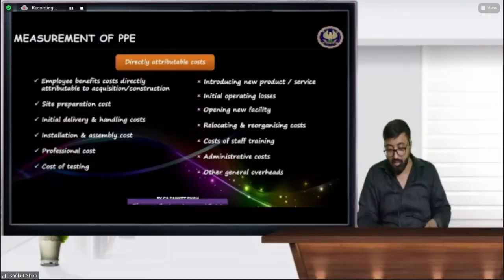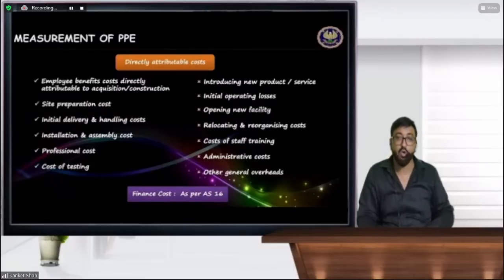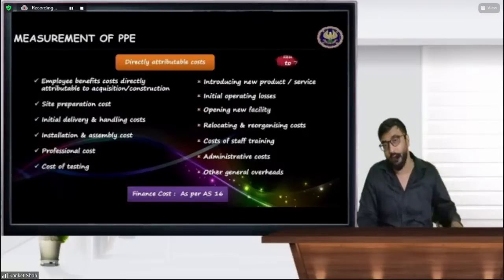So this is directly attributable cost. And finance cost, if it is related to any specific qualifying asset, then it will be added, otherwise it is recorded in the profit and loss account.